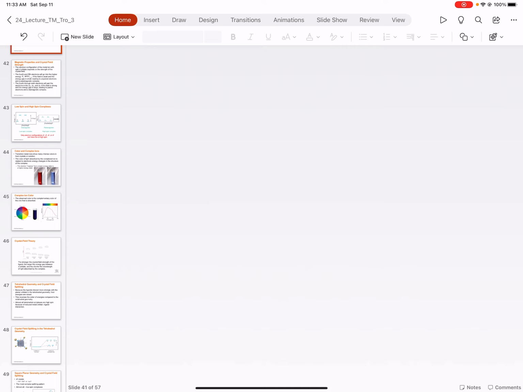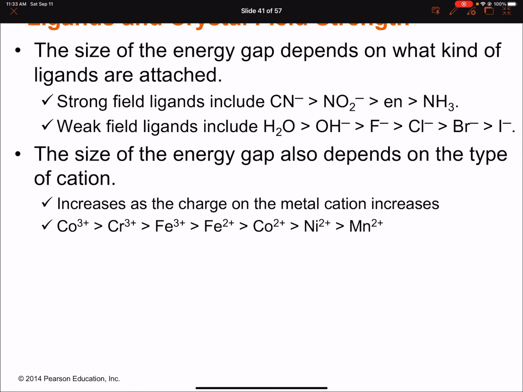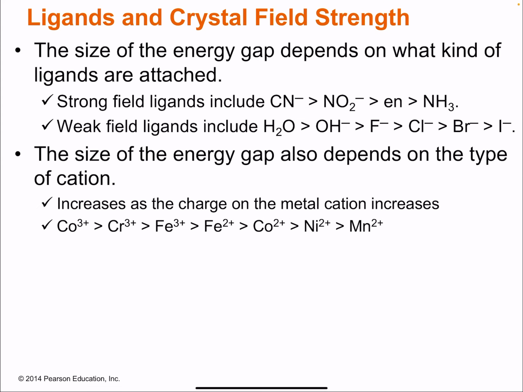Oops, okay, I have to go back to my slide here. So the size of the energy gap depends on the type of ligands. Strong field ligands are cyanide, nitrite, ethylene diamine, and ammonia. And the weak field ligands are water, hydroxide, fluoride, chloride, bromide, iodide. I think last time I mentioned to you that fluoride is among the strong field, but it's not.